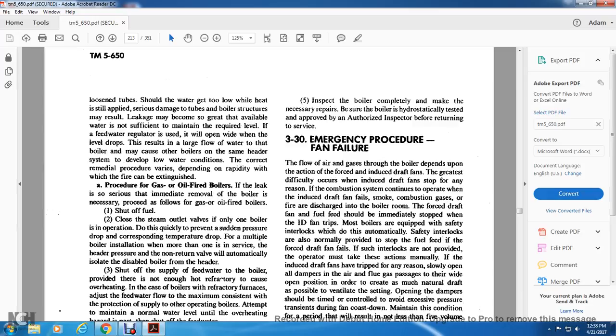330 Emergency Procedure: Fan Failure. The flow of air and gases through the boiler depends upon the action of the forced draft fan and the induced draft fan. If difficulty occurs and the induced draft fan stops for any reason while the combustion system continues to operate, the induced draft fan fails to remove the combustion gases, and the fumes are discharged into the boiler room.